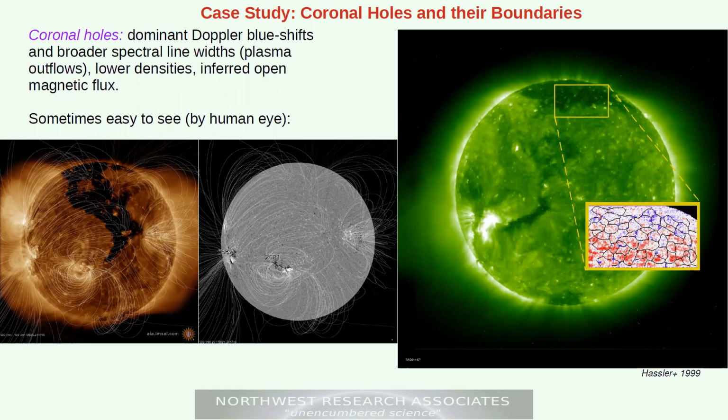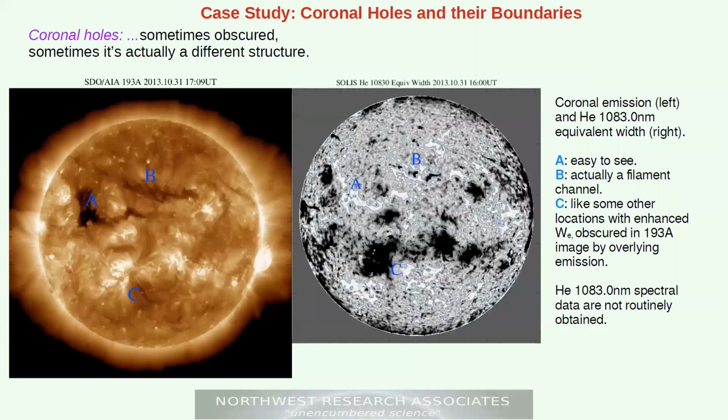We know that they have dominant Doppler blueshifts. We know there's outflow happening in the coronal holes. We know that they have lower densities and inferred open magnetic flux. And sometimes it's easy by eye. Unfortunately, they're also sometimes obscured. And sometimes it's actually a different structure that's making it dark instead of a coronal hole.